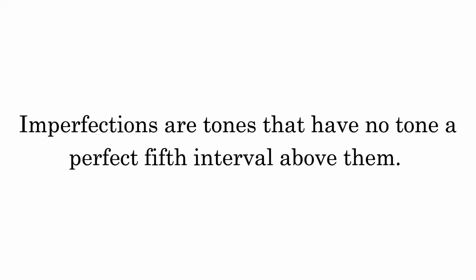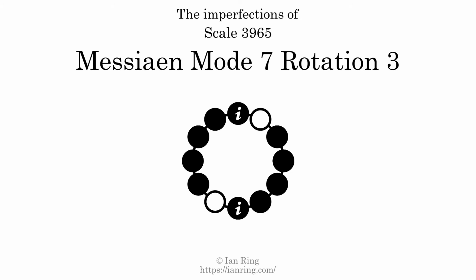Imperfections are tones that have no tone or perfect fifth interval above them. This scale has 2 imperfections. They are at positions here and here.